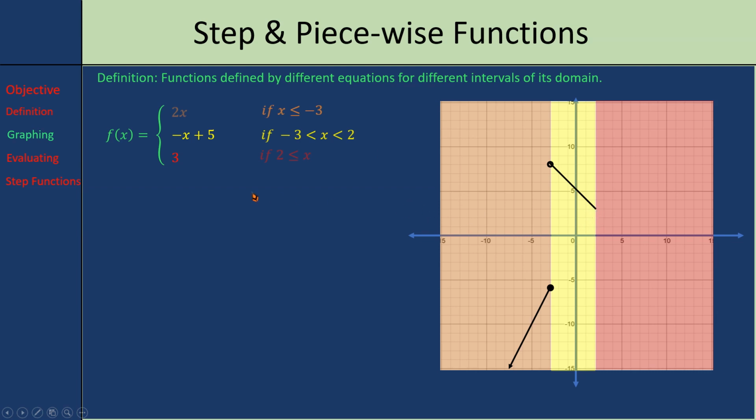And then I'm going to graph the last one in the red section. So, oh, there it is. Okay, now the red section, I graph this line. F of x is equal to 3, so the line is just straight across. And because I am in the red section where x is larger than or equal to +2, I only keep this part of the graph. And then this part has to disappear.